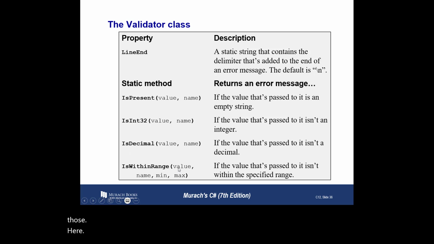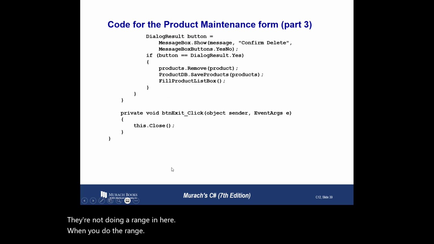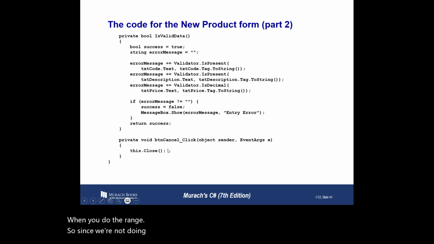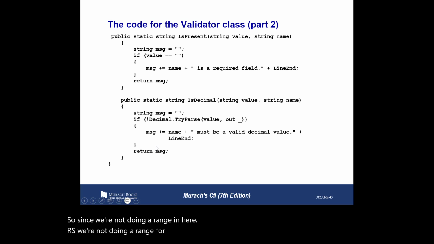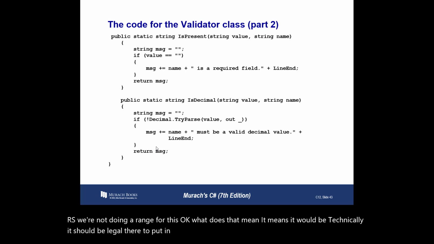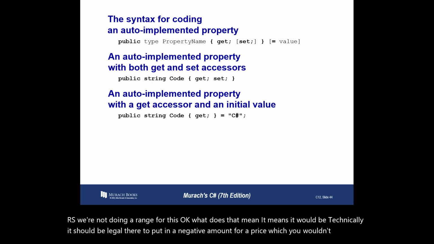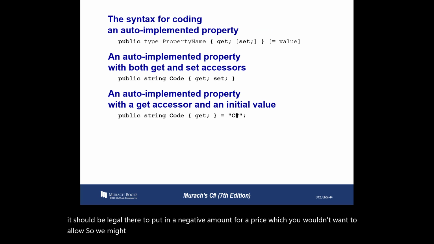They're not doing a range in here. Since we're not doing a range for this, what does that mean? Well, technically it would be legal to put in a negative amount for a price, which you wouldn't want to allow. So we might want to put more in there than that.